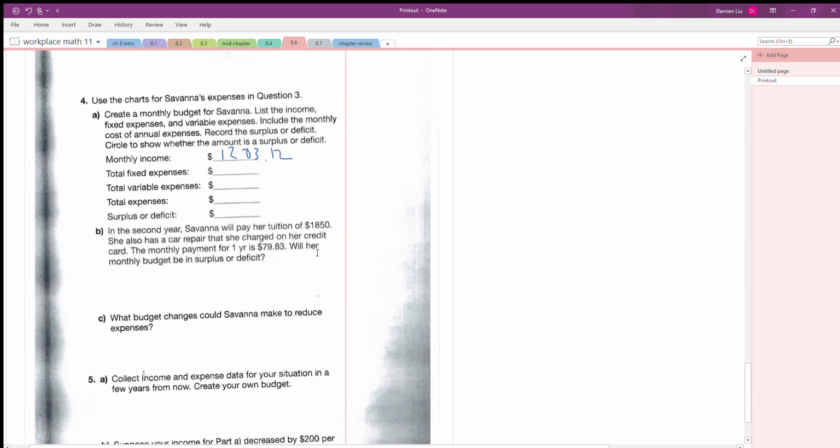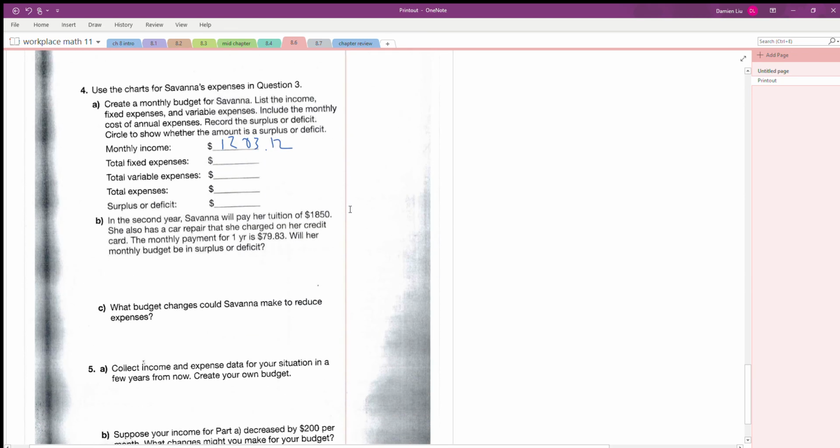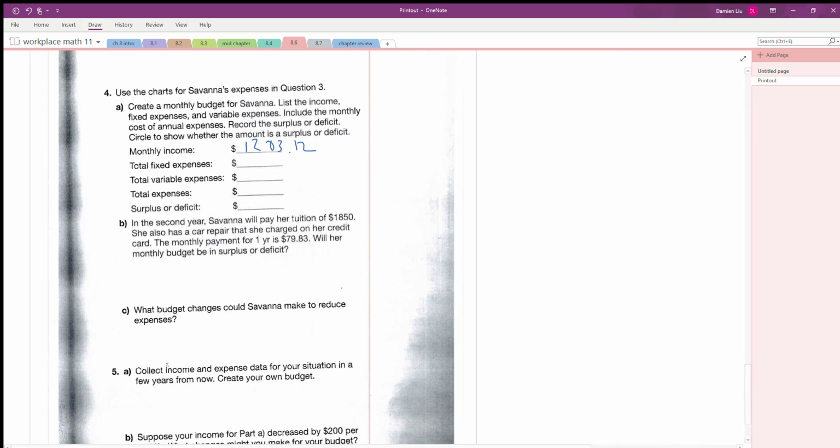Okay, so you go through the rest of the list here, and then you're going to put down the total fixed expenses here. So you're going to add it all up. Once you've done that, you're going to put the total fixed here, total variable, and then you're going to add these two columns together to get the total expenses. And then you're going to take that away from whatever you get here for the total income, 120312. If you end up with a negative number, then you have a deficit. If you end up with a positive number, you have a surplus.